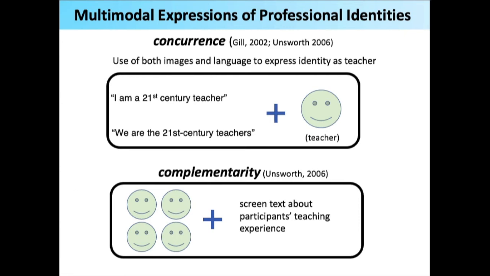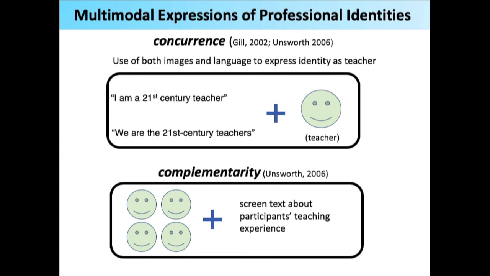But they also used complementarity, and that refers to using, for example, images to express one meaning and language to express another, but the image and languages work together to create an overall meaning. So, for example, in one scene in a digital story, there was a picture of all 4 participants in that group, and they had screen text which described their teaching experience. So that scene worked together.